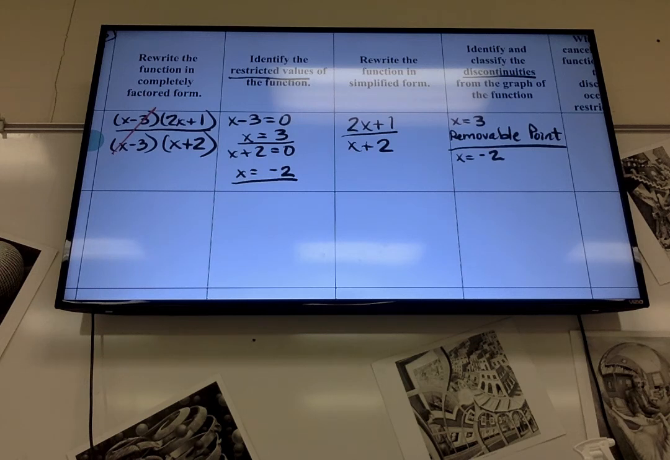And what's going on at x equals -2? That's an asymptote. That's right. If it's an asymptote, then it's a non-removable infinite discontinuity.